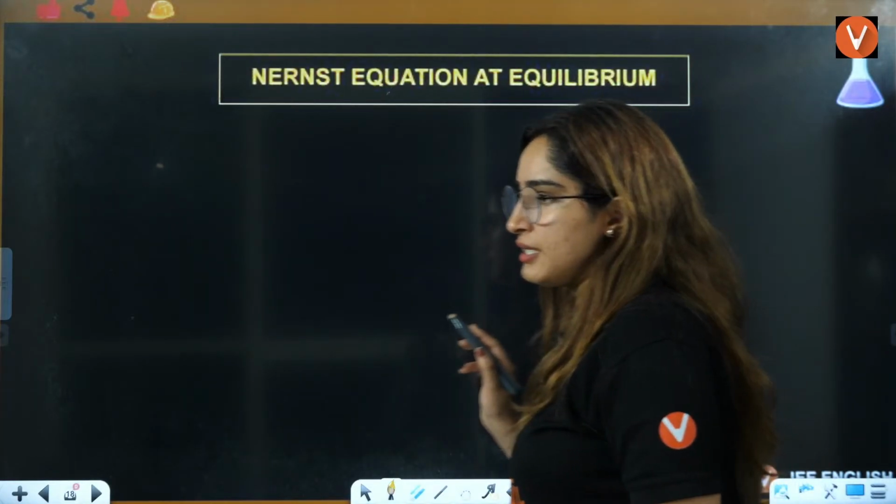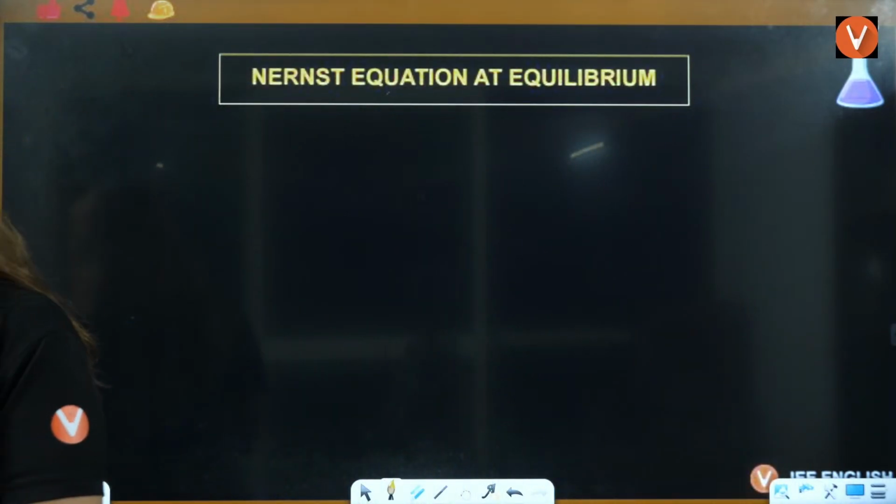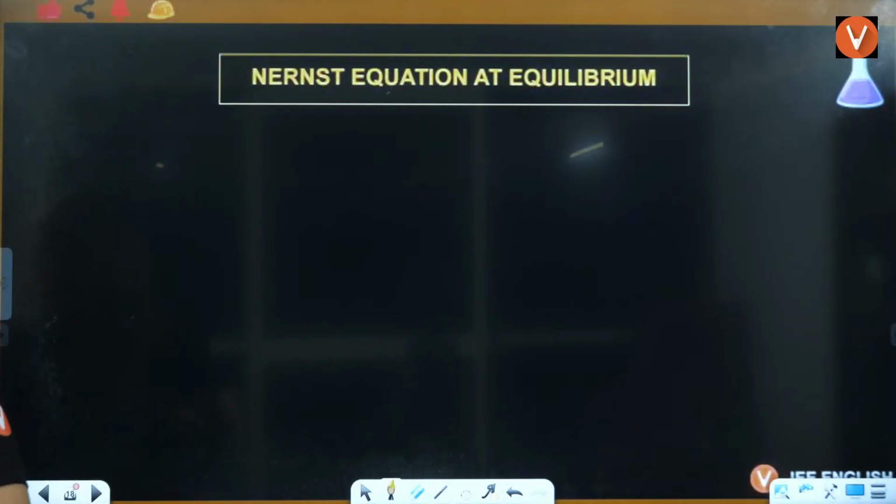Now let's see this. Nernst equation at equilibrium. Nernst equation at equilibrium.